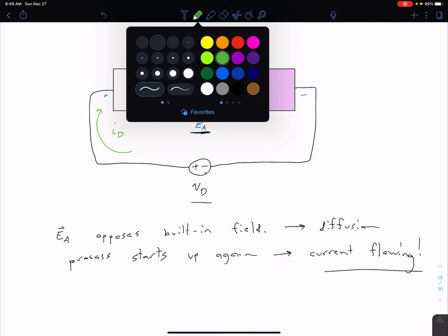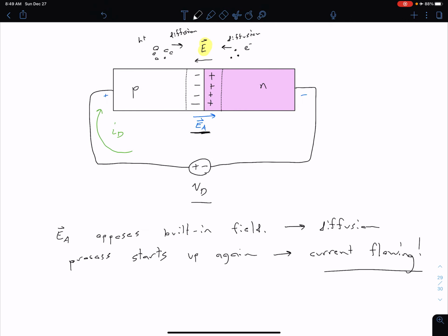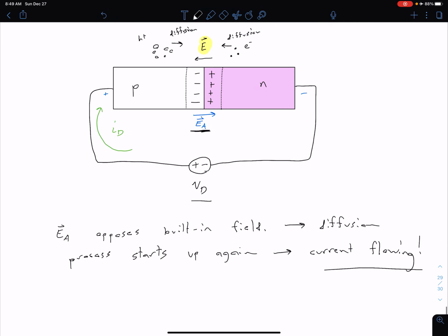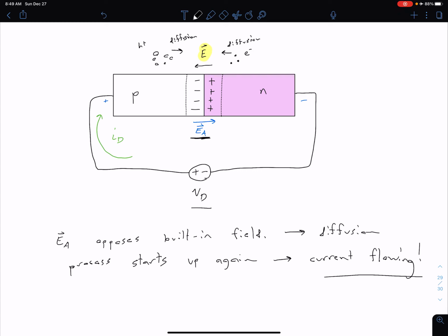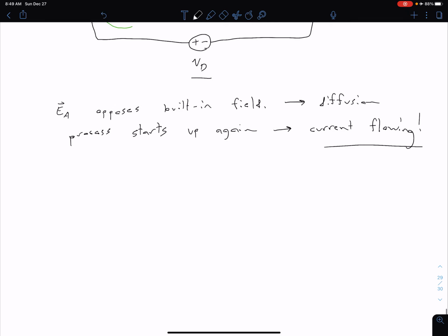One thing to note, we're not really going to talk about it too much: our current is dependent on electrons, so once they diffuse we have electrons over here. Because it's based on electron movement in this P region and hole movement in this N region, we can say that this is a minority carrier device. Again, not crucial to what we're talking about, but useful to at least be aware of.